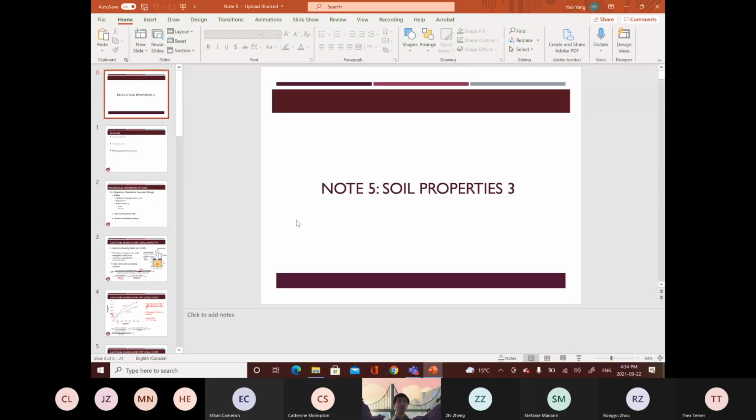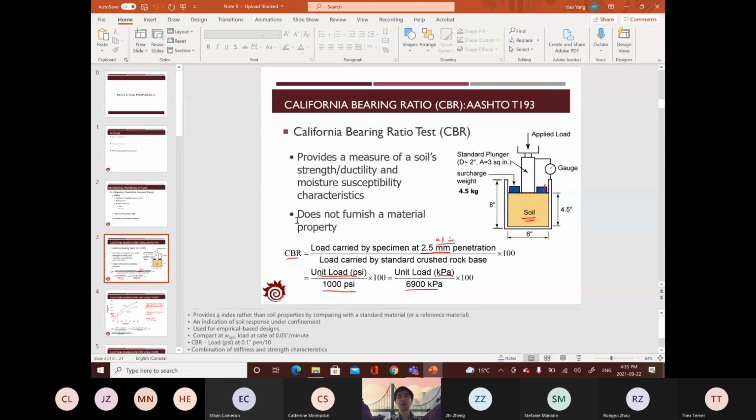So on Monday, we actually had a brief introduction about the California bearing ratio test, which is the standard AASHTO T193. Some students have already conducted the experiment, today and yesterday. You have the experience of how to prepare the sample and how to operate the machine to record the data. And of course, you have already received, or downloaded, the data from the experiment.